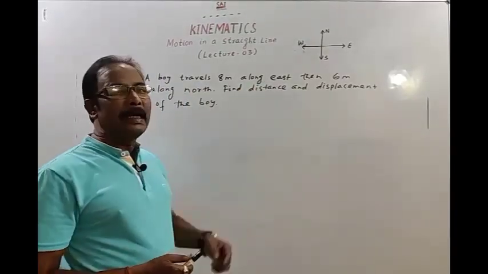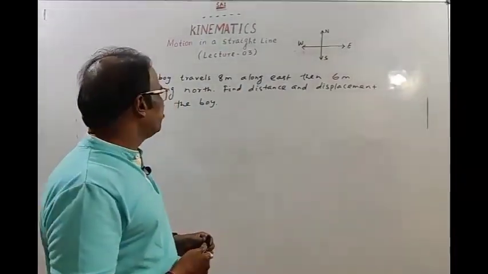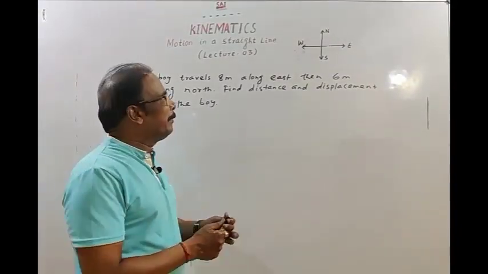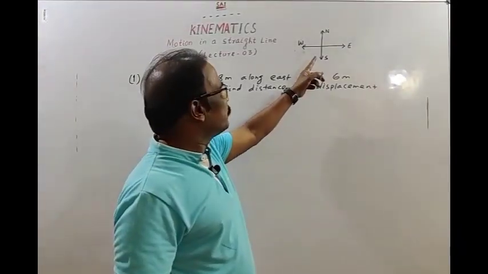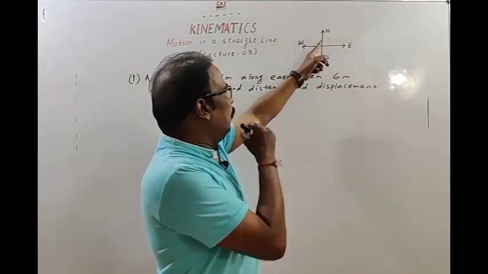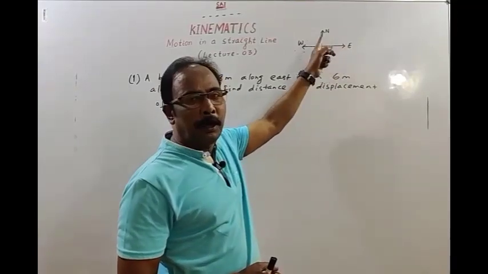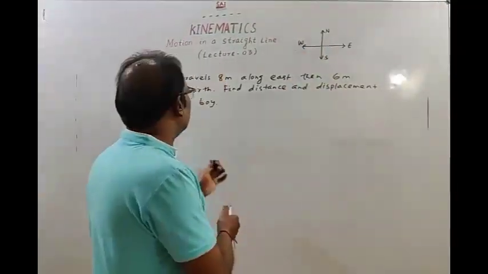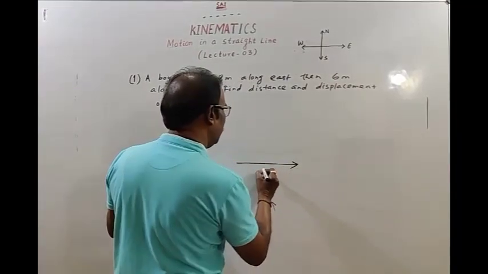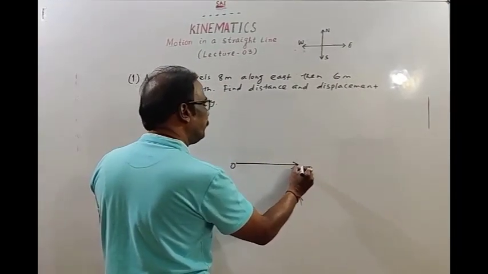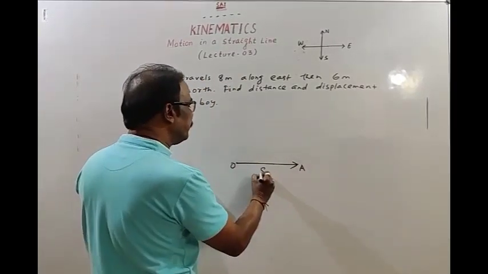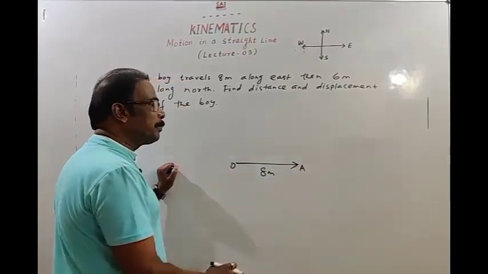A boy travels 8 meters along east, then 6 meters along north. Then we have to find distance and displacement of the boy. Before solving the question, I have represented the respective directions north, south, east and west. Then 8 meters along east. Let the boy start from O. This straight line represents magnitude 8 meters and is directed towards east.